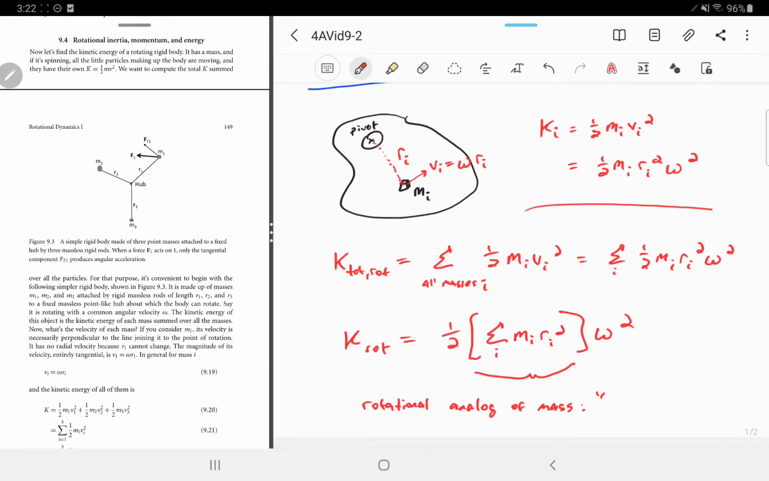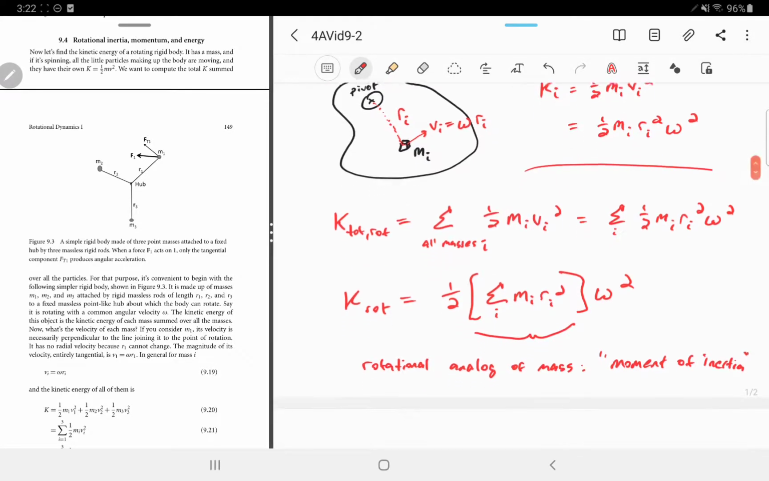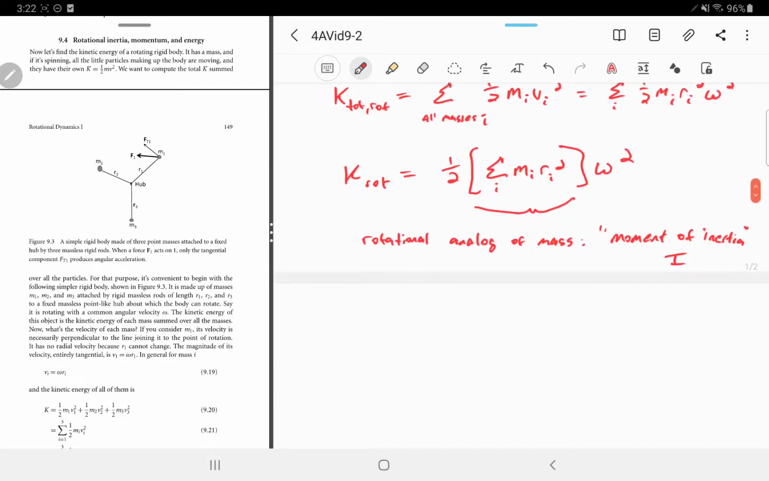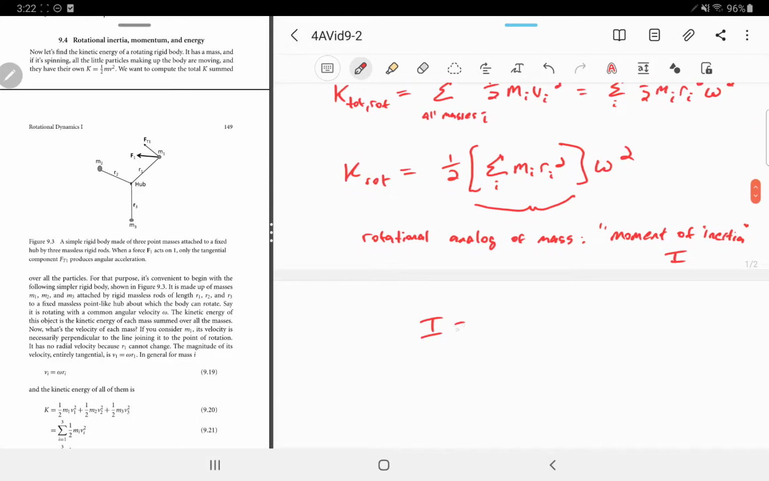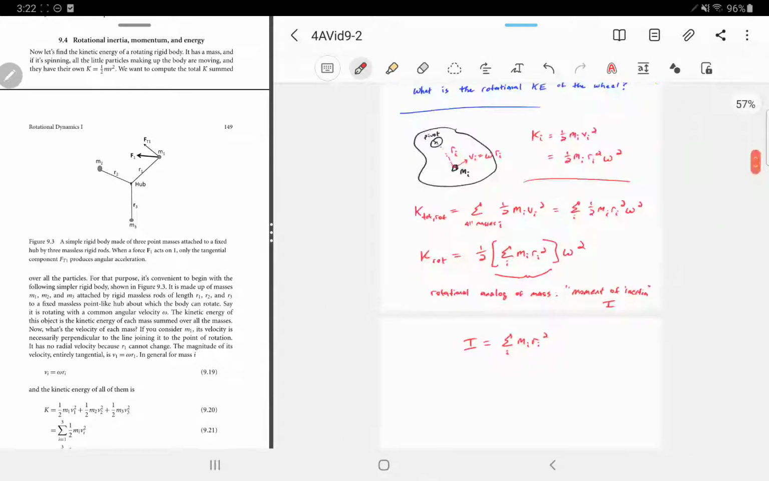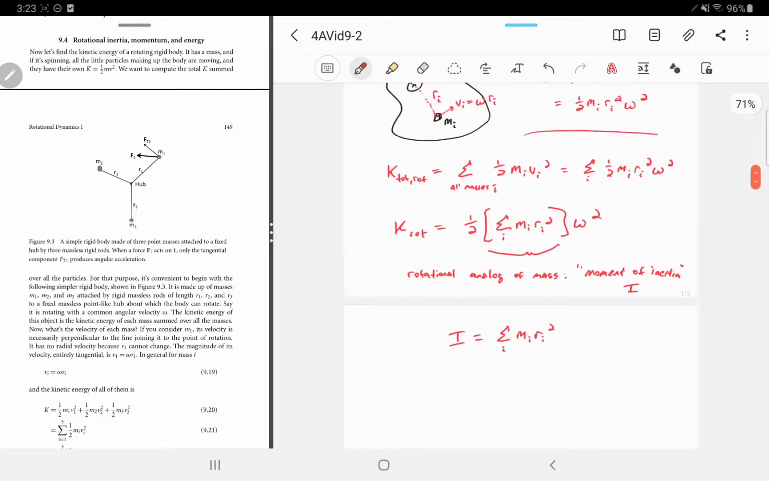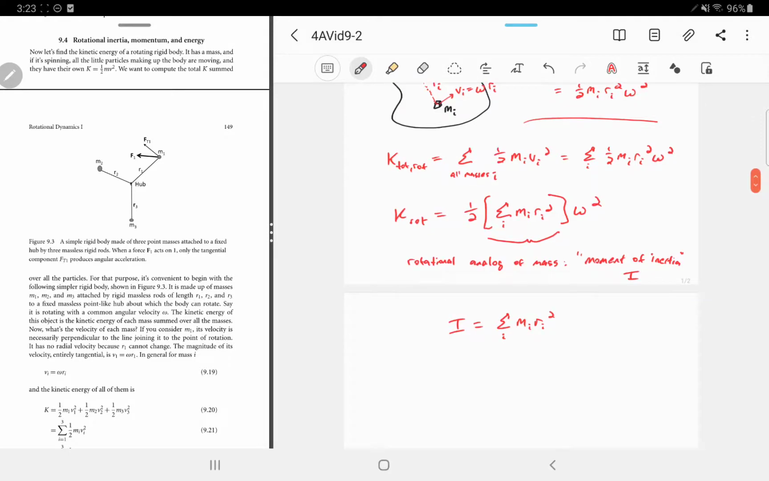It's called the moment of inertia, and it's given a symbol I. So if you have a rigid body, you can compute I. It's the sum of the masses times how far each of the masses are away from the pivot point, squared. This is if you can separate your body into discrete pieces. For a continuous body, you would have to integrate all of the little pieces, dm.